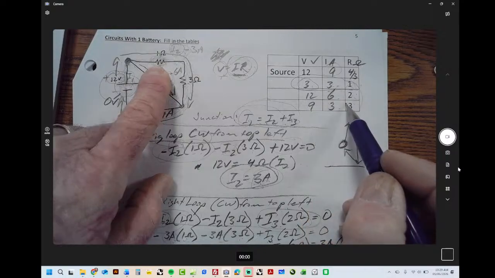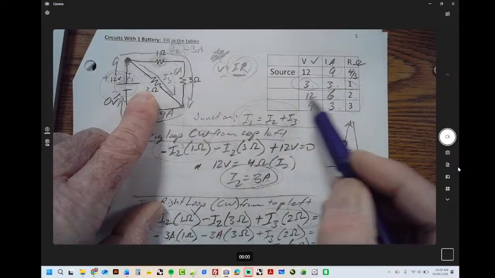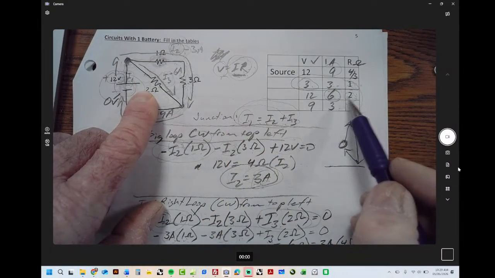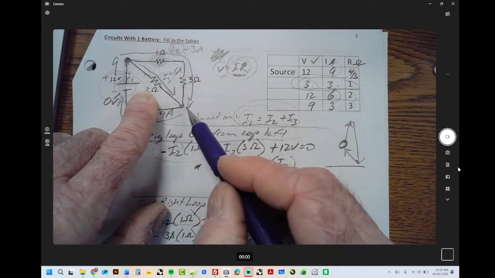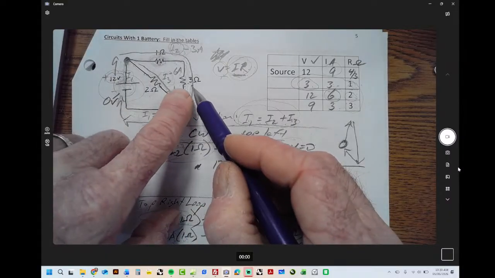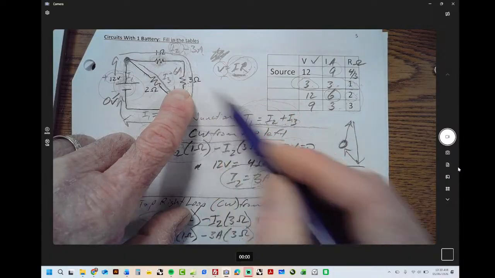And then the 2 ohm resistor, that's right here. The current is I3, which is 6 amps. And the resistance is 2. 6 times 2 is 12. So this is getting the full 12 volts. And then the other resistor, the 3 ohm resistor right there, current going through it's 3 amps times 3, 9 volts.